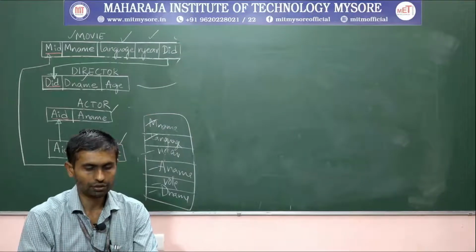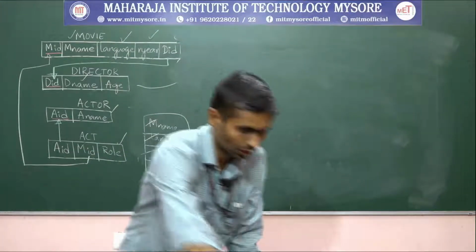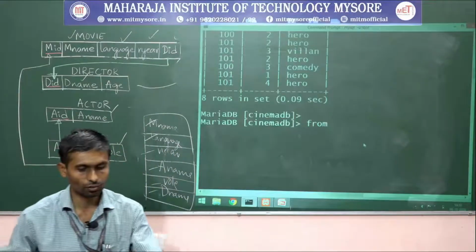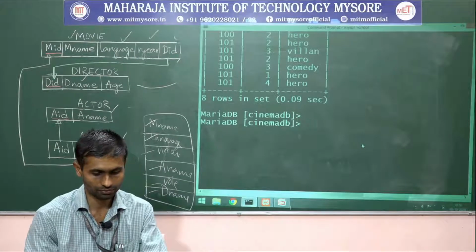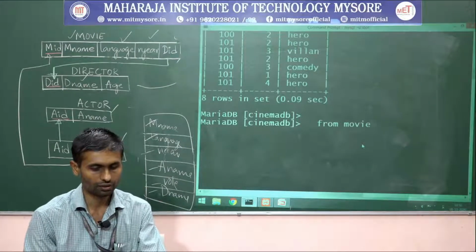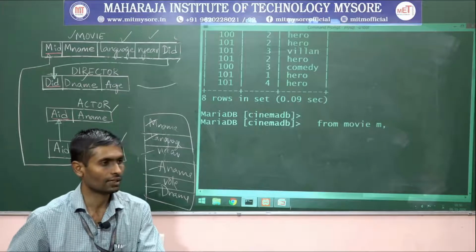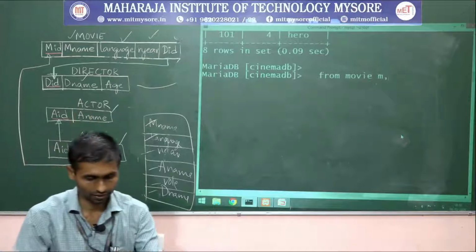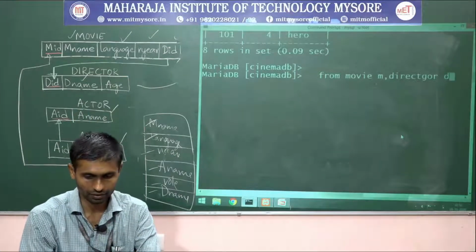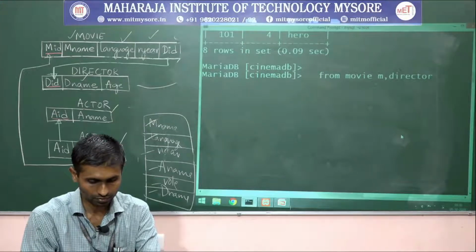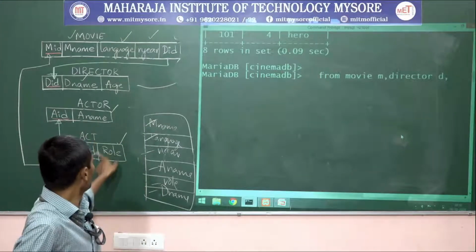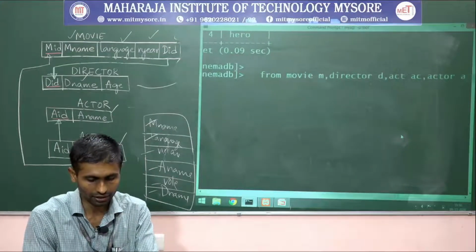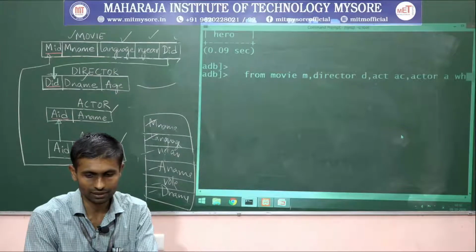I said I want tables. Which all the tables do I want? One minute. I want the movie table. Let me write from movie, yes. What else do I want, guys? I want director. Let me write director D. Next, I want act and actor. Act AC and actor A. You can give any name, no issues, aliasing, that's it.